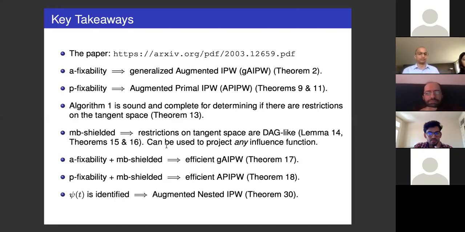And then this can be used to project any influence function, because we just give you what the tangent space is when the ADMG is Markov blanket shielded. Under a-fixability and Markov blanket shieldedness, you get efficient GAIPW, that's theorem 17. Under p-fixability and Markov blanket shieldedness, you get efficient augmented primal IPW, theorem 18. And if the target is identified at all non-parametrically, we give you augmented nested IPW, that's theorem 30.